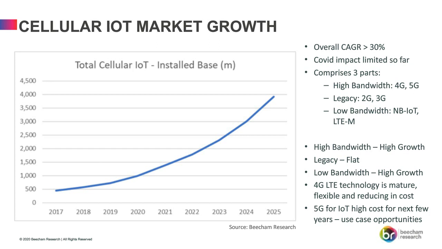It's really just to show cellular IoT market growth. It's not specific to privates. It's public cellular, and the overall compound growth rate is over 30% in terms of numbers of connections. Obviously, revenue would be a different issue, but that depends on individual charging and stuff like that. So we look at it in terms of absolute numbers of installed base of connections.